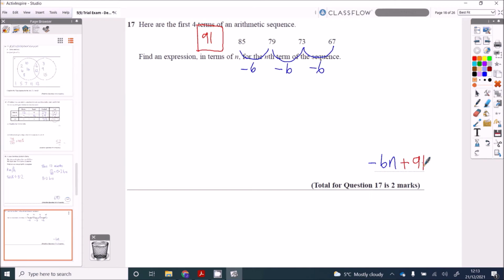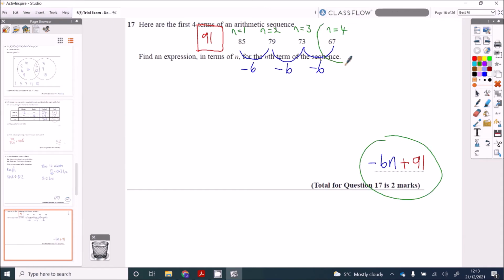That's plus 91. So your final answer is going to be minus 6n plus 91. Now, you don't need to do this, but you can always check you got it the right way round, okay? Now, 85 is the first number in the sequence. This is when n equals 1, position number 1, and so on. 79 is the second one in the queue, 73 the third, and 67 is the fourth.